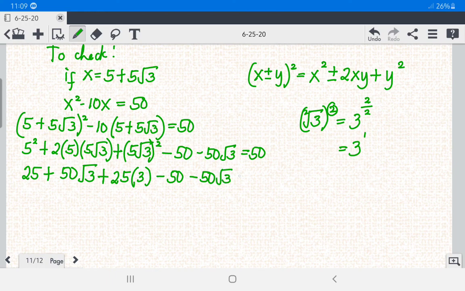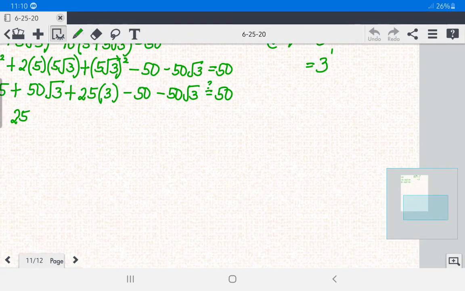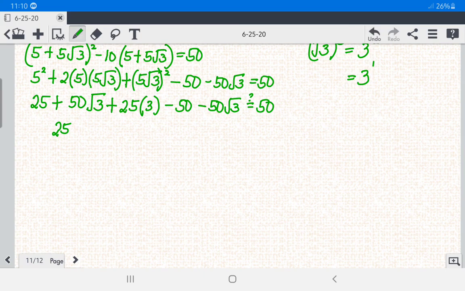Then equals to 50. Are they equal? Let's see. So, combine. Let us simplify first this one. So we have 25 plus 50 square root of 3 plus 25 times 3, we have 75, minus 50 square root of 3, then equals to 50.